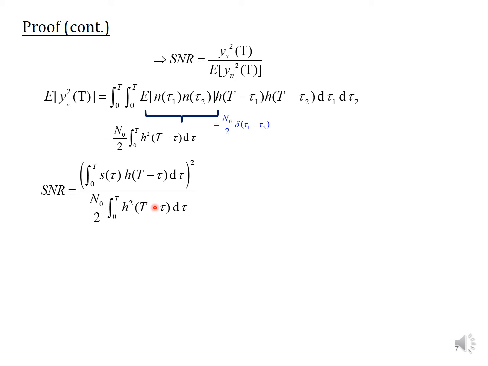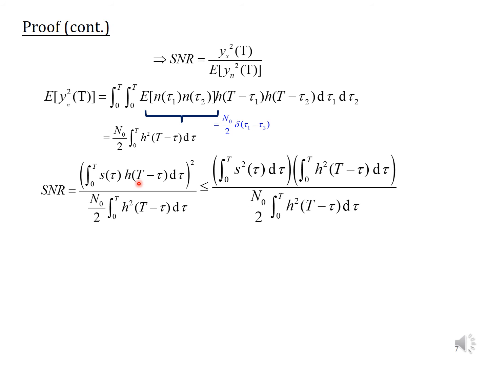So we have the power of the noise here, and here the power of the signal. That would be the sample at the matched filter output at t equal to capital T. And here, by using the Cauchy-Schwarz inequality, remember, this is a square, the inner product of the square function, this square would be less than the product of the separate products.